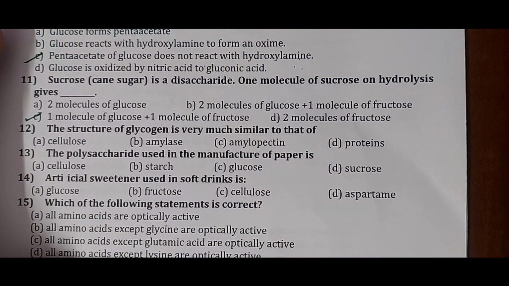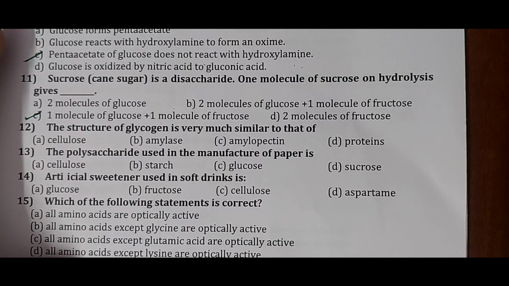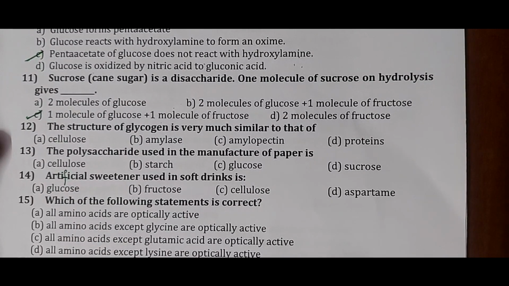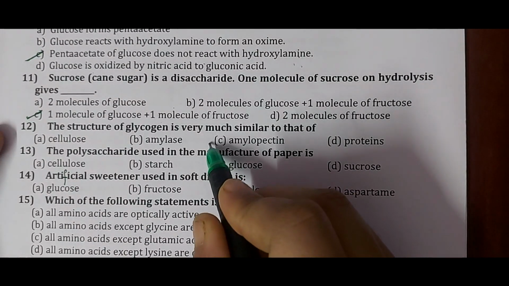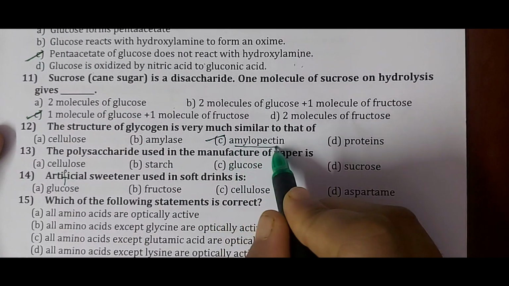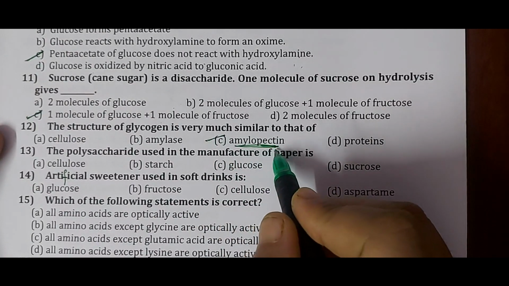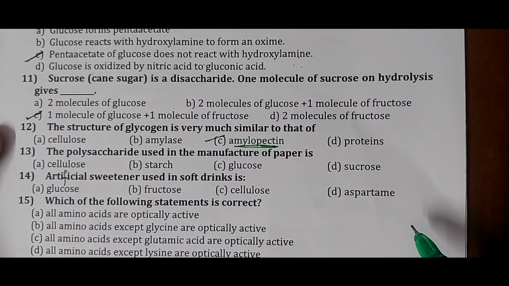Next we'll go with question number 12. The structure of glycogen is very much similar to that of. So we'll see the answer. The correct answer is option C, amylopectin. It is similar to amylopectin, meaning it is branched like amylopectin.